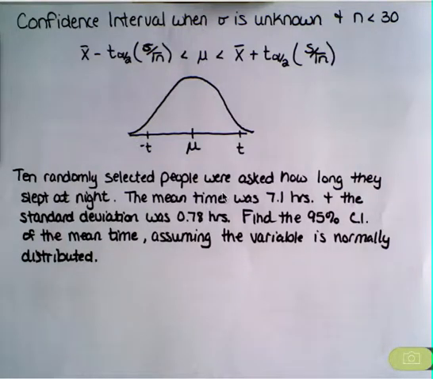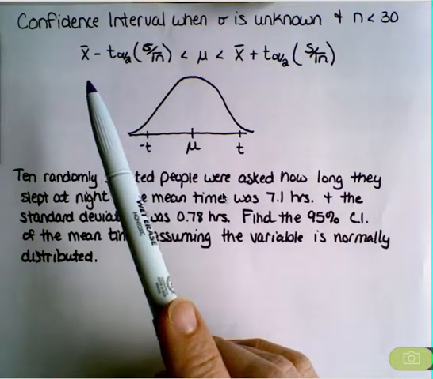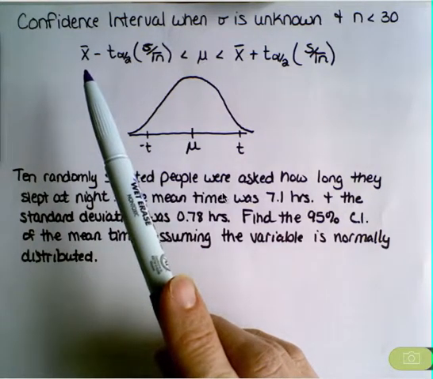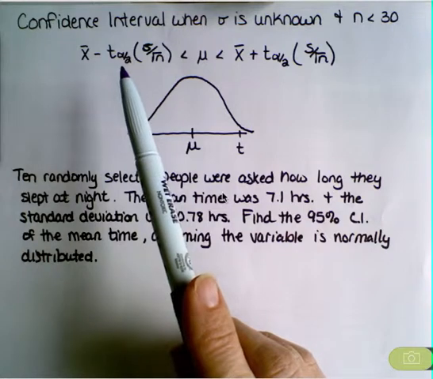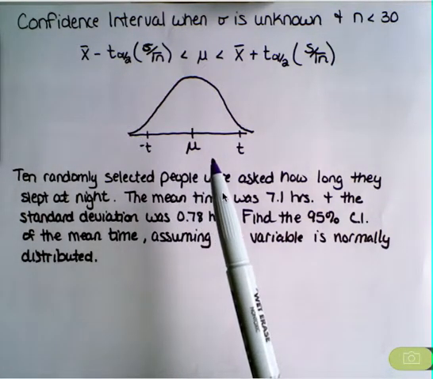When the population standard deviation is not known and the sample size is less than 30, you're going to see that the formula is very similar to the formula that we just used when we did know the population standard deviation. We have the sample mean minus the t-score.